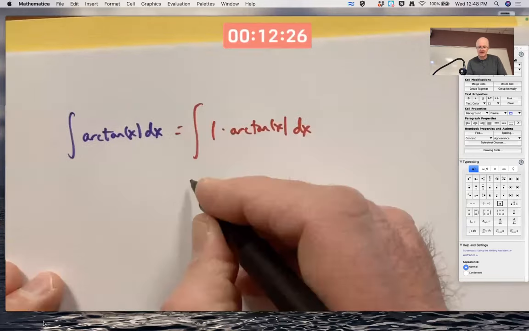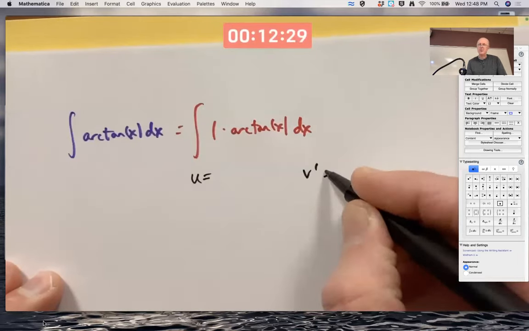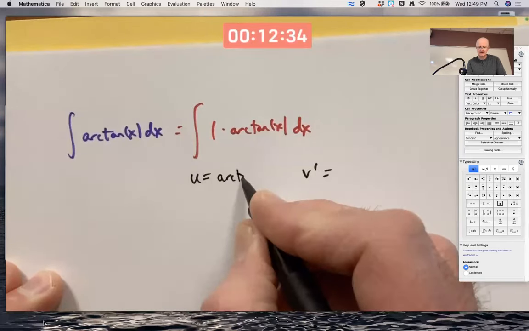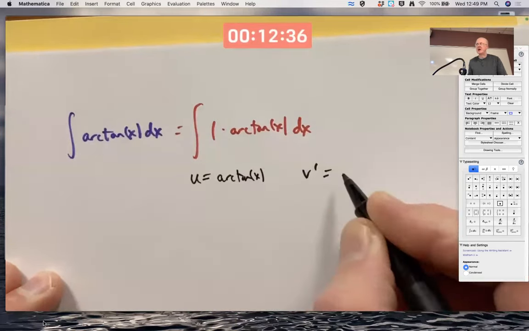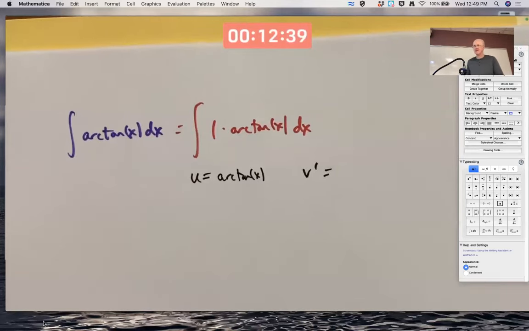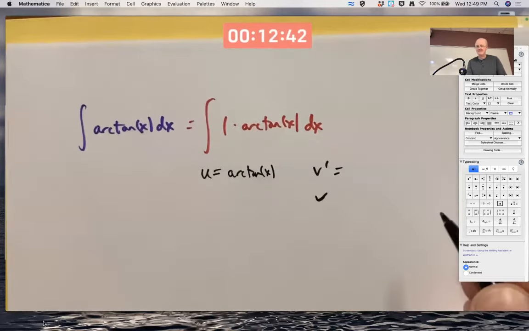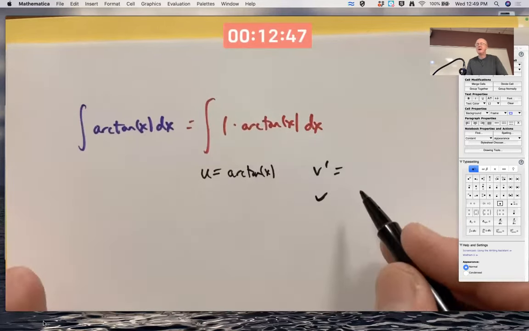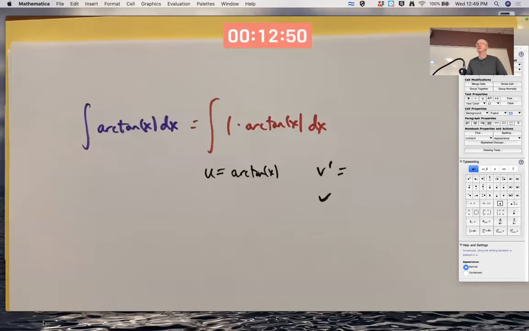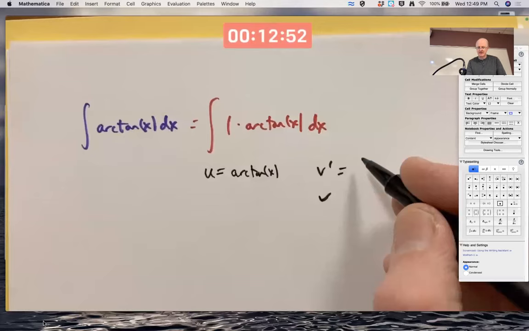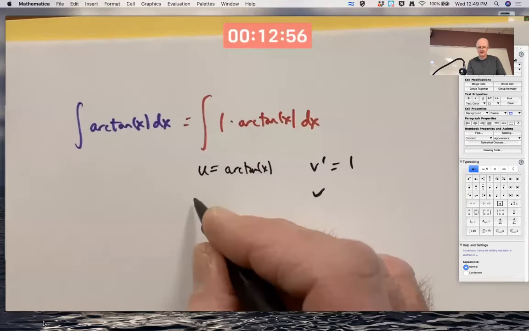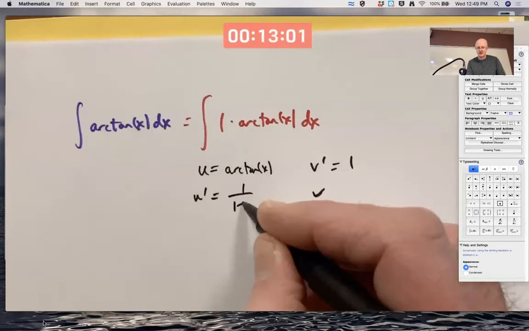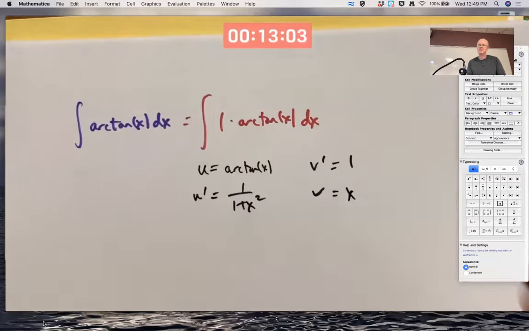Just like the previous example, we need to let the arctangent of x be the u. Because if we let it be the v prime, then we'd be trying to solve the exact same problem we're trying to solve, to find v, right? If you know v prime and you're trying to find v, if I let v prime be arctangent of x, to find v, I'm doing the same exact problem I'm already doing. So v prime has to be the other function, 1. Differentiate this one to get 1 over 1 plus x squared. Integrate this one to get just an x.